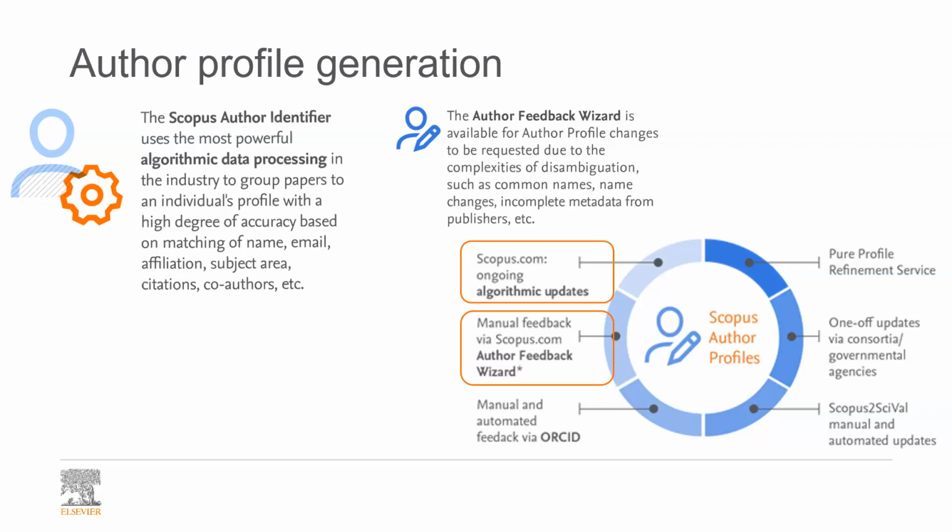So how author profiles are being managed is that we leverage algorithmic updates. We leverage manual feedback. We use manual and automated feedback through ORCID. We leverage profile refinement services. Sometimes we work with consortia and government agencies for one-off updates. And we also have Scopus Cyber updates as well.